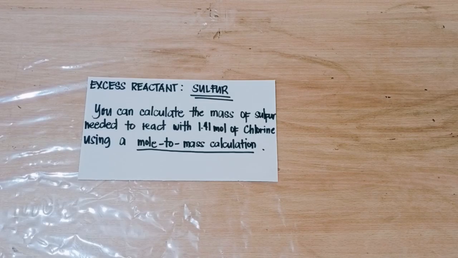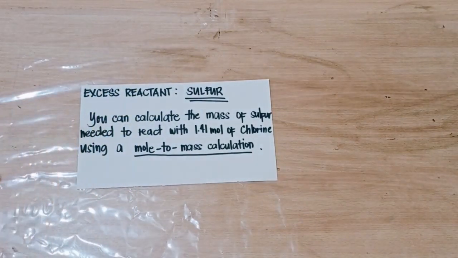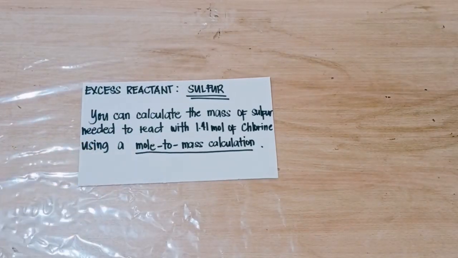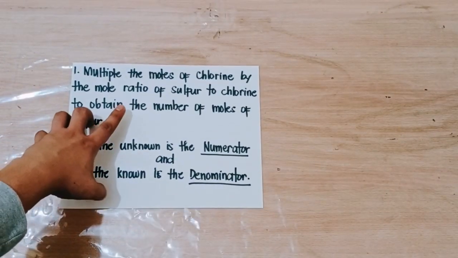Now, you can calculate the mass of sulfur needed to react with 1.41 moles of chlorine using a mole to mass calculation. Again, we can compute how much of the excess reactant sulfur there is through the mole to mass calculation. So the question is, what about the reactant sulfur, which you know is the excess? How much of it actually reacted? You can calculate the mass of sulfur needed to react completely with 1.41 moles of chlorine using the mole to mass calculation. So, what are the steps to calculate that? Our first step is you're going to multiply the moles of chlorine.